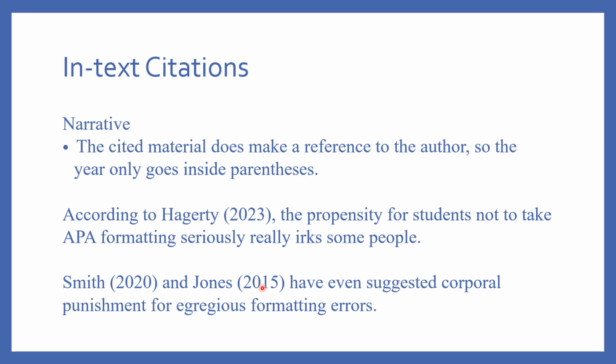Smith 2020 and Jones 2015 had even suggested corporal punishment for egregious formatting errors. So the use of the author's name is narrative. It's inside of the sentence, so you don't put it in parentheses. You can just use it as if you're talking about these authors, but you would include the dates in there because let's say that Jones wrote a couple articles that you're referring to. This is specific to the 2015 article. So you always include the year of the article.